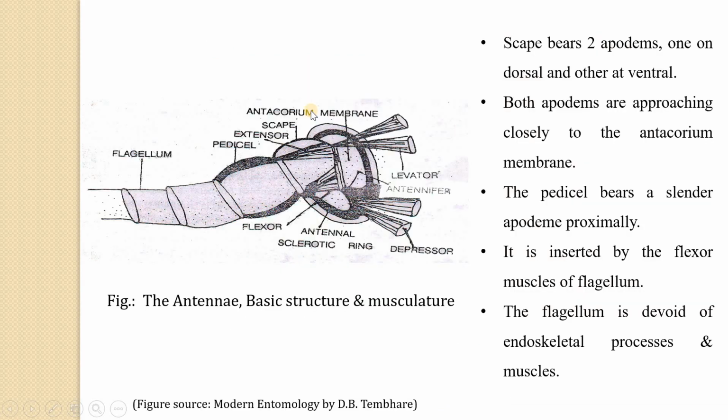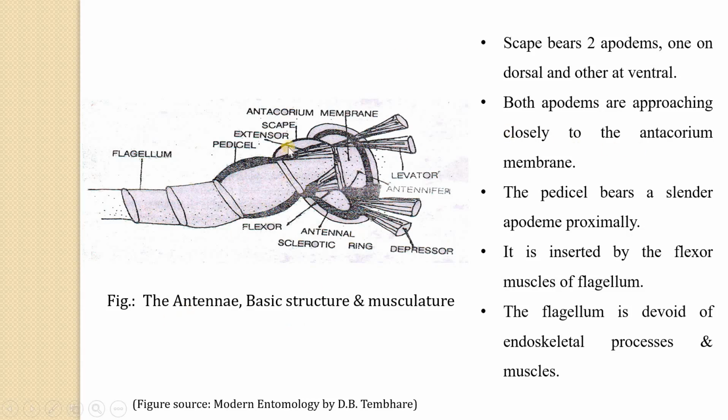The scape bears two apodemes, of which one apodeme is dorsal and the other at the ventral portion. Both apodemes approach closely the antennal corium membrane. They are spindle shaped and provide the site of attachment for the muscles innervating the scape of the antennae.